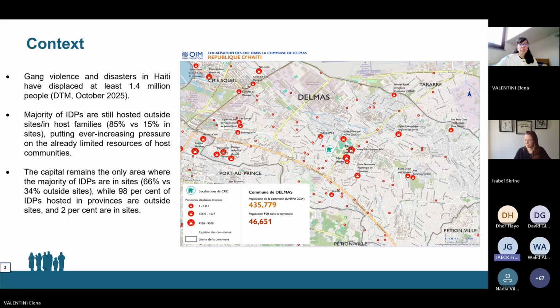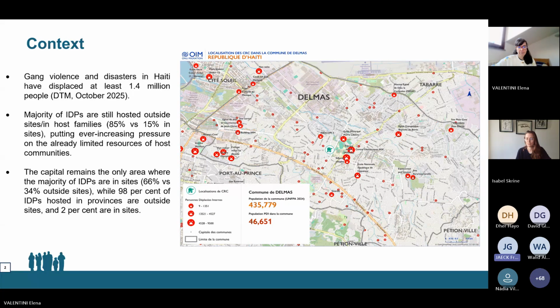Just to give you some context on the displacement situation here in Haiti, gang violence and disasters have approximately displaced 1.4 million people, according to DTM, in all of Haiti. Most of the displaced IDPs are still hosted outside sites and in host families. That puts a lot of pressure on the existing and limited resources that are being shared by the host communities.